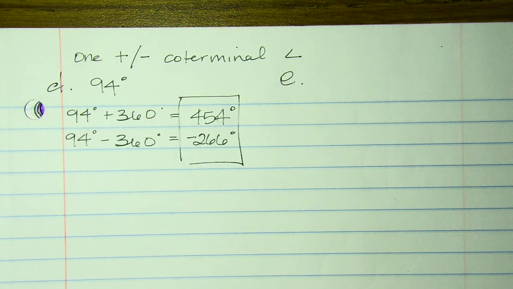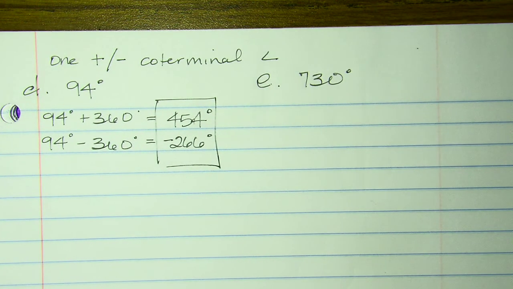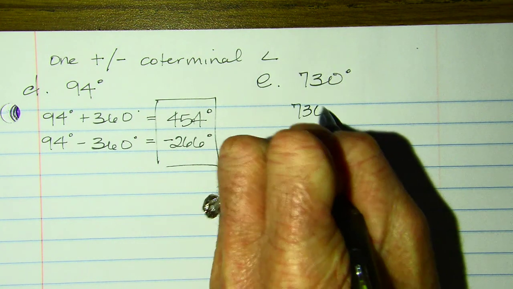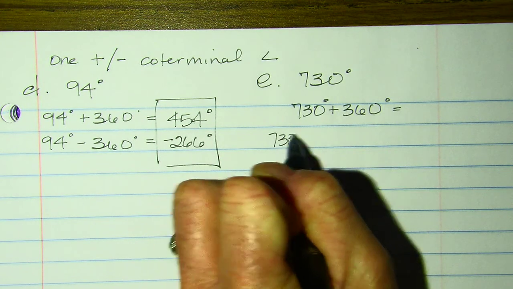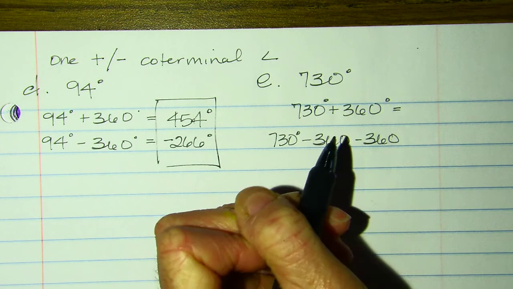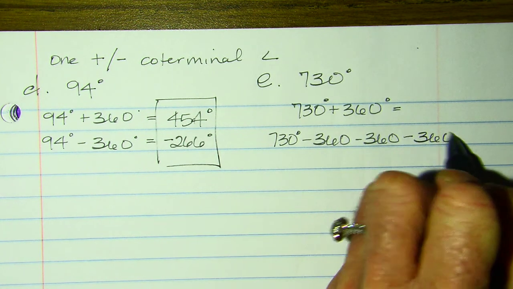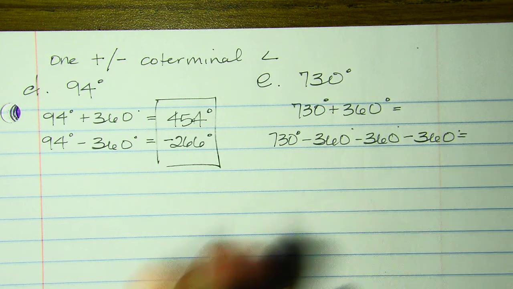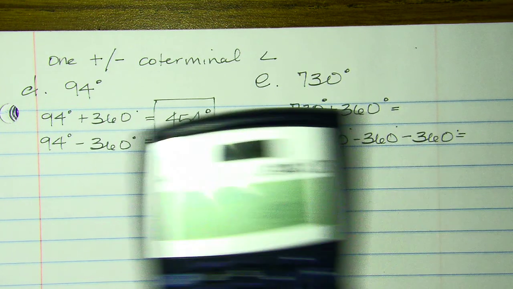I'm going to go ahead and write it down, and then I'd like you to try at least the positive one. So 730 plus 360, 730 minus 360, minus 360, and we'll talk about why I'm having to do that. So let's start with the 730 plus 360 gives me 1090.